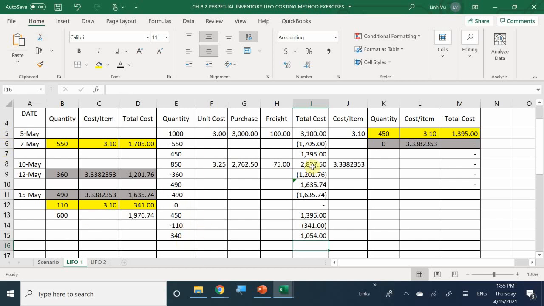So there we are. This is my yellow batch. I only have one batch left, so let's go ahead and subtract out this 341. In this case, I no longer have 450 items. I have 340. So with my calculations, it should produce $1,054 even. Okay, is everyone good with me so far? Yes.